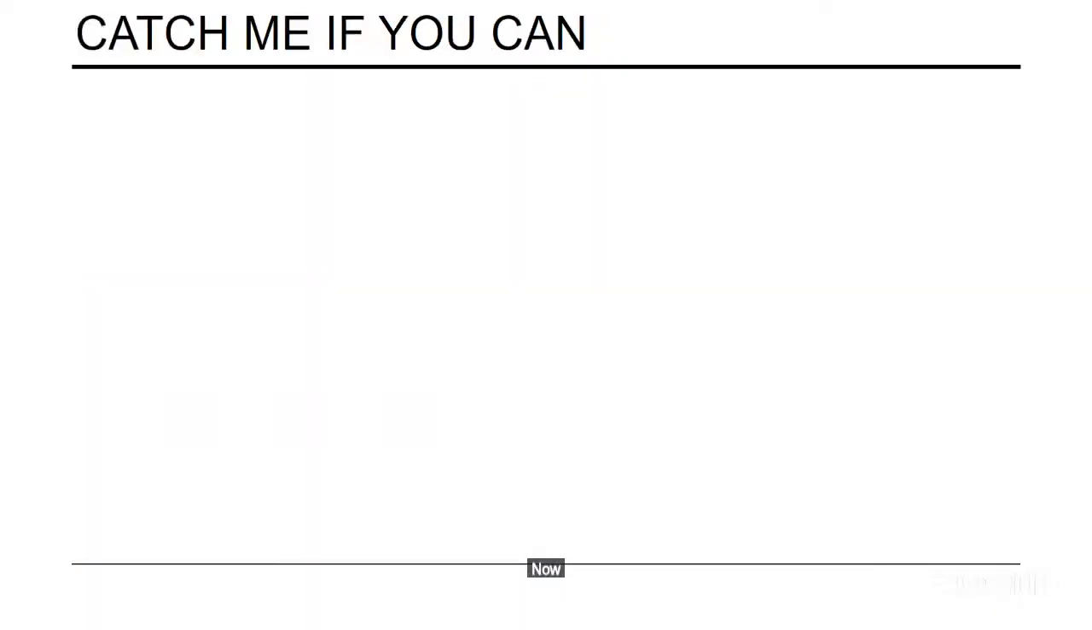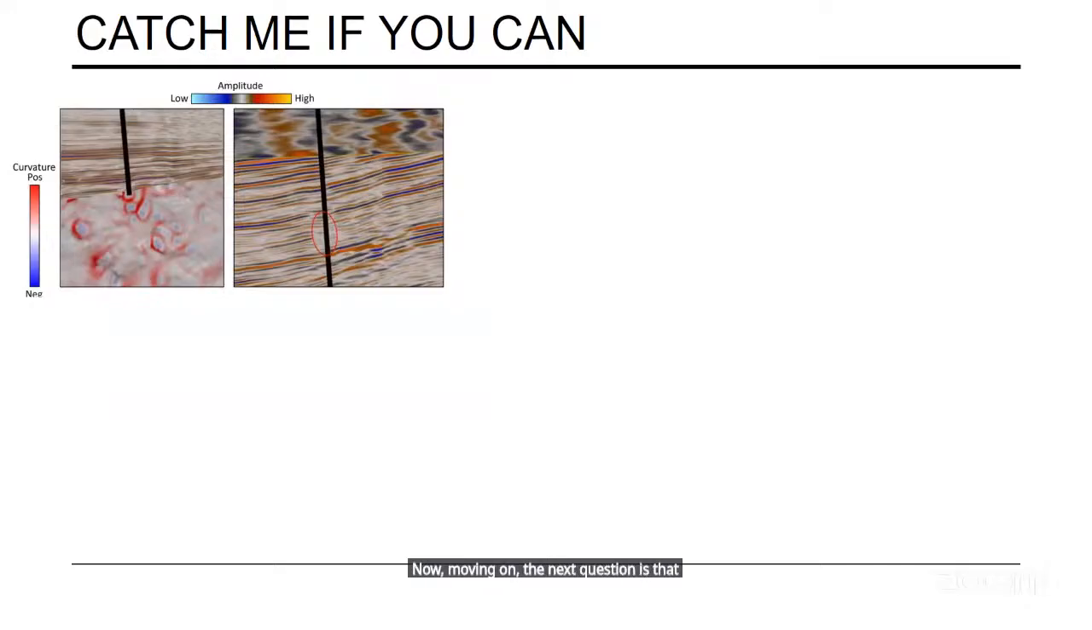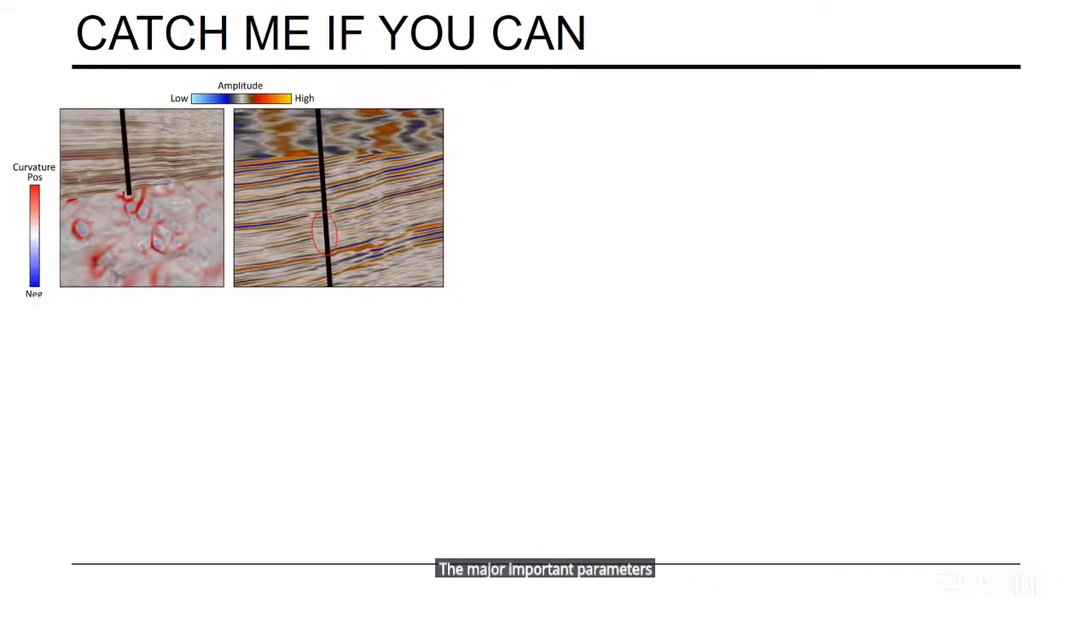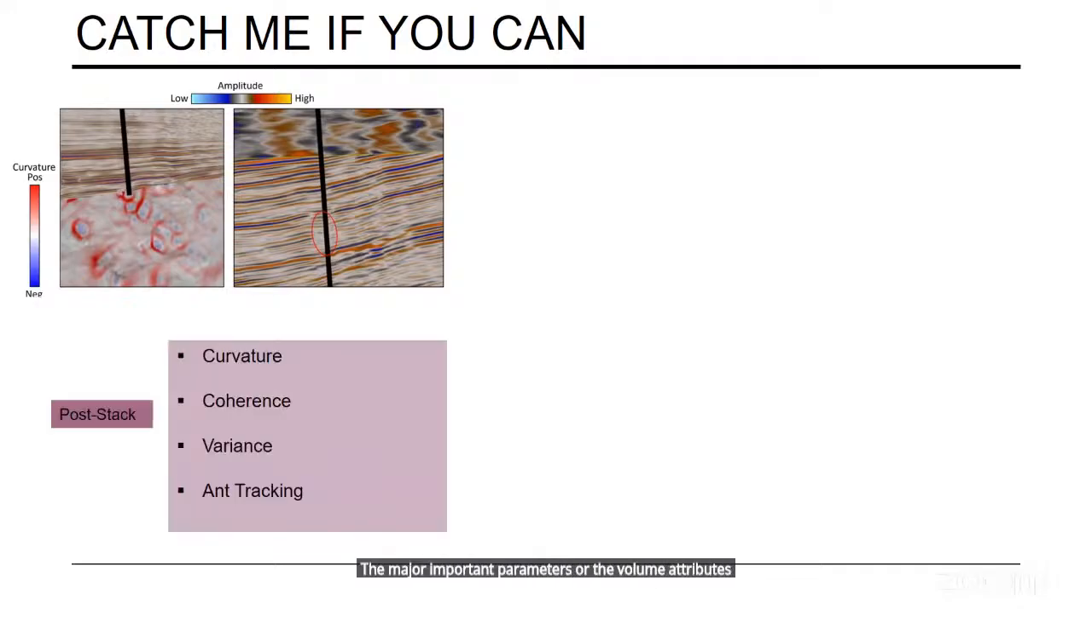Now, moving on, the next question is how do we locate those fractures? In the modern era, for the last 30-40 years, globally all over the industry, our North Star is acquiring seismic and using different surface and volume attributes to understand different parameters. The major important volume attributes which we use are curvature, coherence, variance, and tracking.